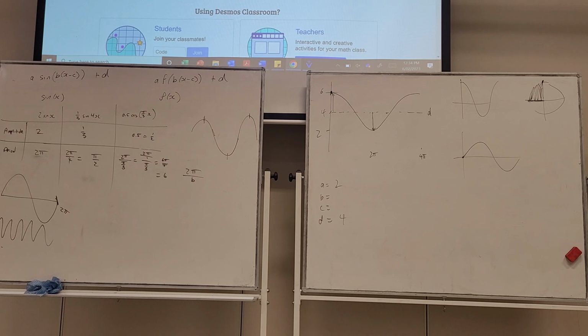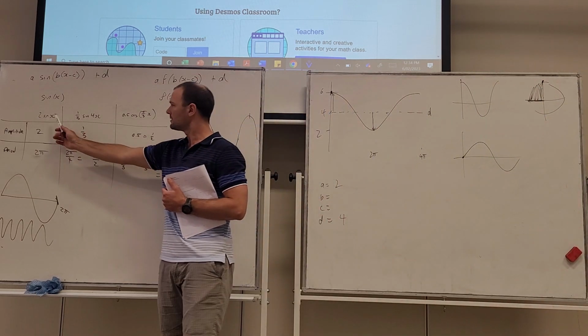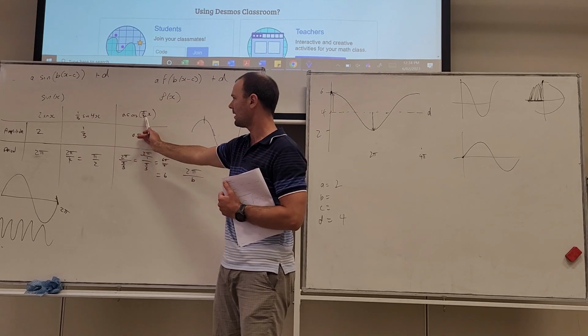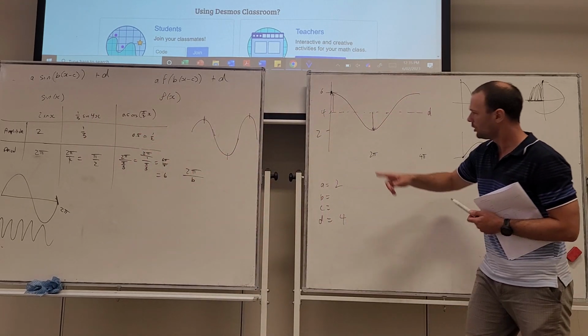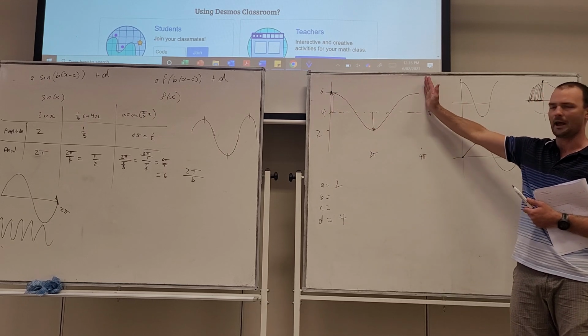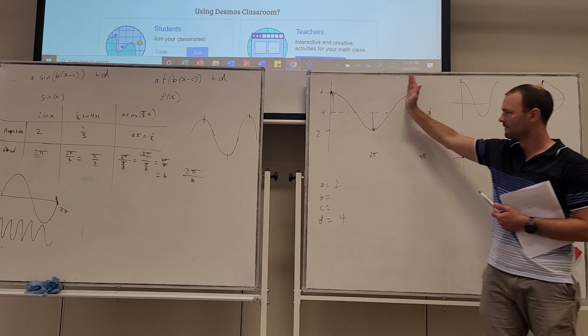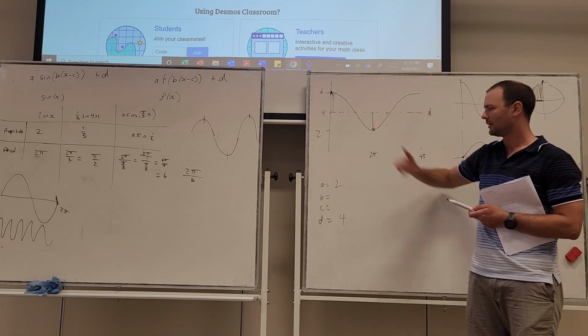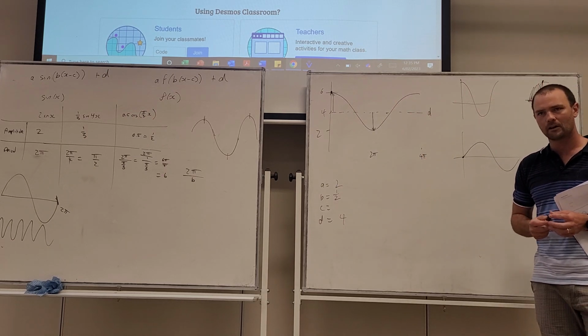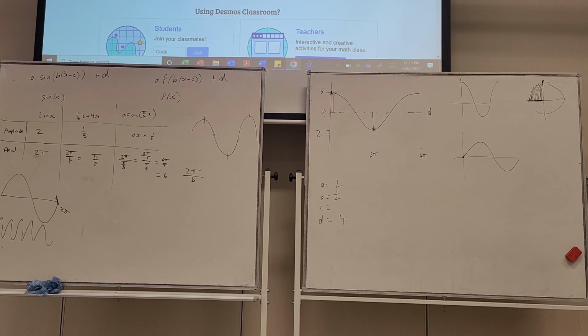And b, there's a couple of ways we can determine b. I think this is the clearest way to think about it. Remember, b, that number tells you how many wavelengths there are in 2 pi. Well, over here, we can see we have one wavelength in 4 pi, which means we have half a wavelength in 2 pi. So our value of b is half. There is half a wavelength in 2 pi. That's the quickest way to do it.